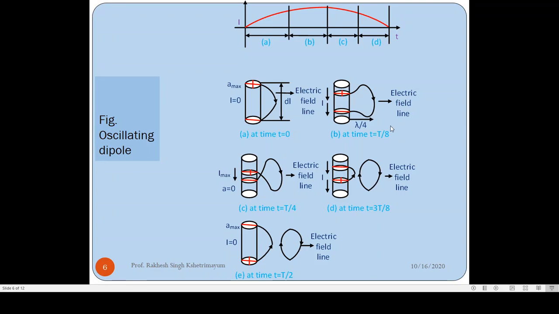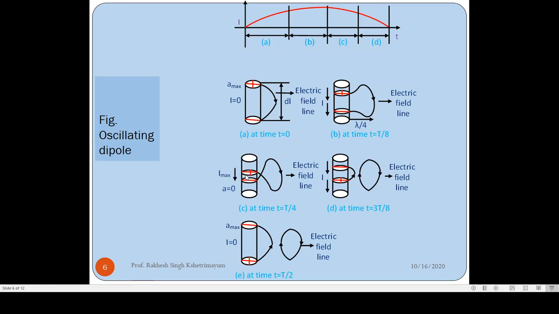Now at time t equal to capital T by 4, we are at this location. At this time the plus charge and minus charge are almost crossing each other. At this point you will have the maximum current, because the charges are very near now and they are flowing. So the current you will have maximum here, at this point, at time t equal to T by 4.